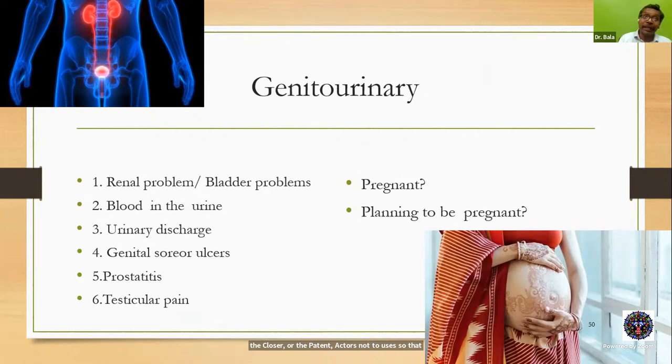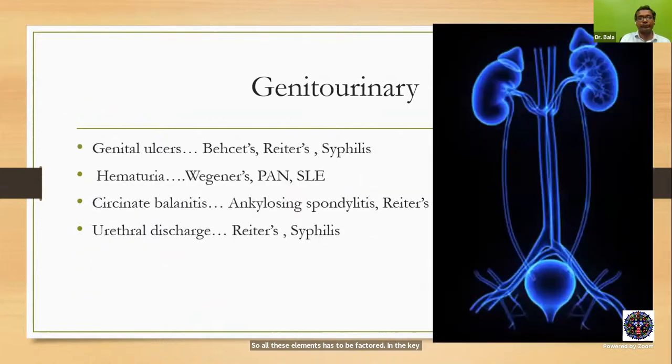Or in the patient planning to be pregnant, this is very important, especially when we plan to start the patient on immunosuppressants, especially in females like VKH. So get a clear-cut consent. Are they going to get pregnant in a short period of time? Are they planning to get married? We need to stop the immunosuppressants 6 months before the planned pregnancy. So all these elements have to be factored in. The key element from the history is going to give a dramatic change in the treatment approach.